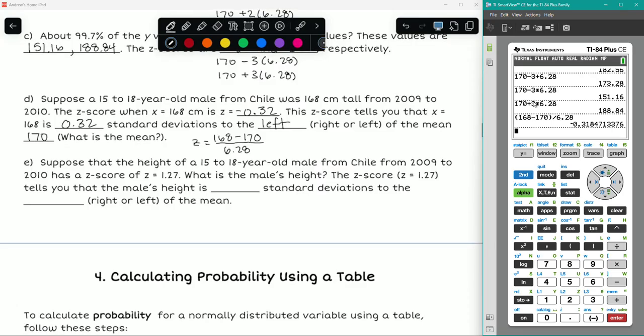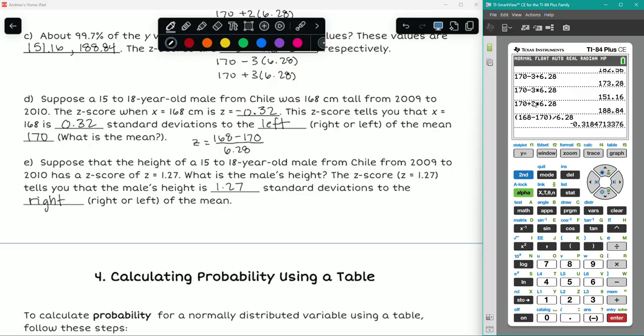The next one, we're going to work backwards. The next one says we know that the height of this person corresponds with a z-score of 1.27. What is his height? The z-score does tell us that we know that his height is 1.27 standard deviations to the right of the mean because it's positive, and positive means that data value is bigger than the mean.